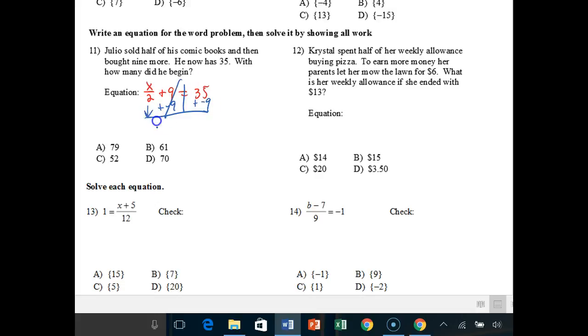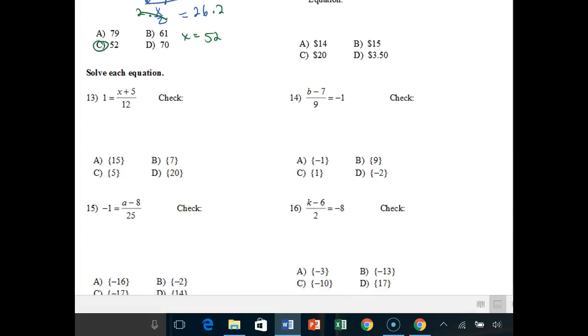Those cancel off. You'll drop down x over 2 equal to 35. DSSM, different sign, subtract. 35 minus 9 is actually 26. We see division, so therefore we multiply by 2 on both sides. X is equal to 52. So think about that. If you had 52, you sell half of them, you're left with 26. You buy 9 more, you get 35. Yeah, that makes sense. All right, number 12, similar to that. I'd pause and try and do that if I were you.